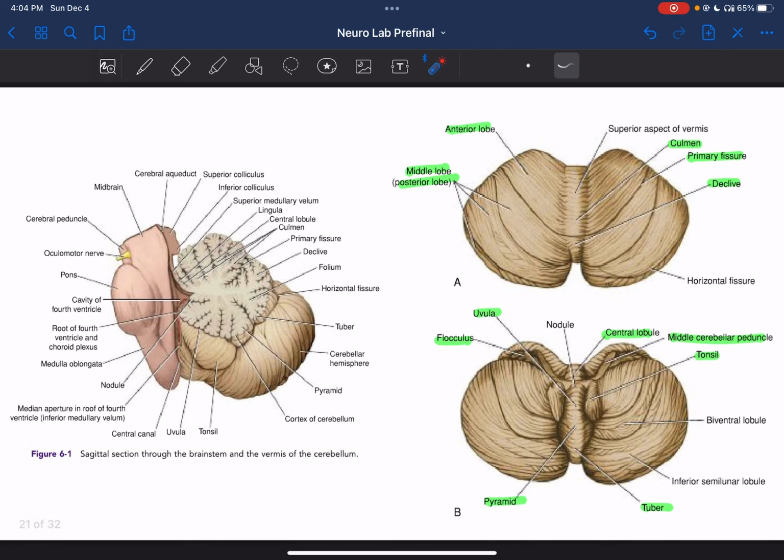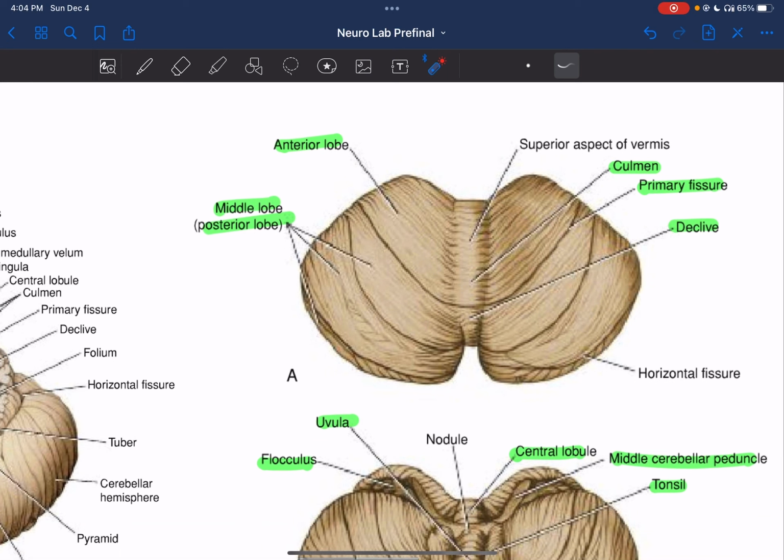Now, here are some illustrations from the textbook that I thought would be helpful. Again, to reinforce, the anterior lobe is divided from the middle or posterior lobe by the primary fissure. And remember, this is the vermis. It is the culmen of the vermis. This is the declive. It's declining, right? So just remember something like that. So that is the declive of the vermis.